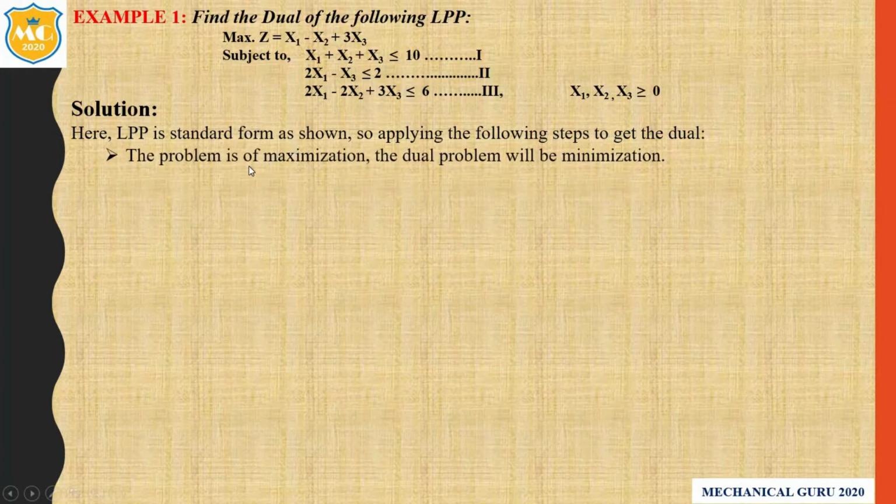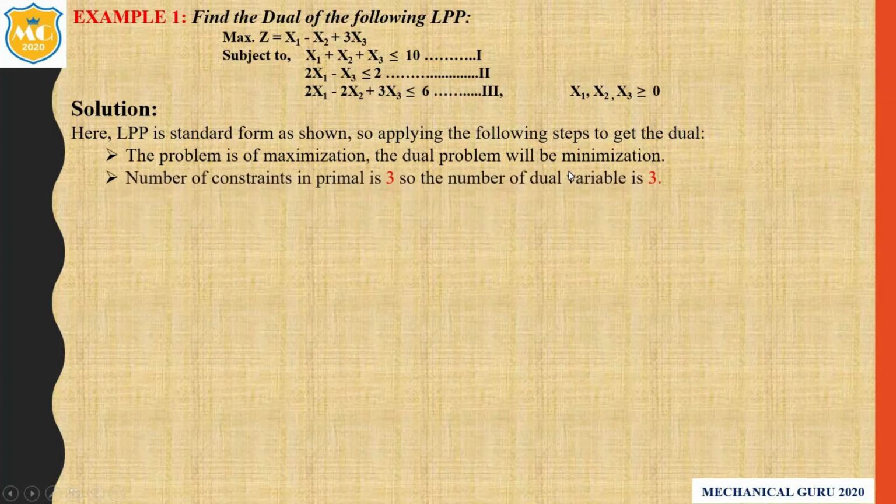First, the problem is maximization, so the dual problem will be minimization. The number of constraints in the primal is 3, so the number of dual variables is 3. Okay, so here there are 3 constraints, so there are 3 dual variables.